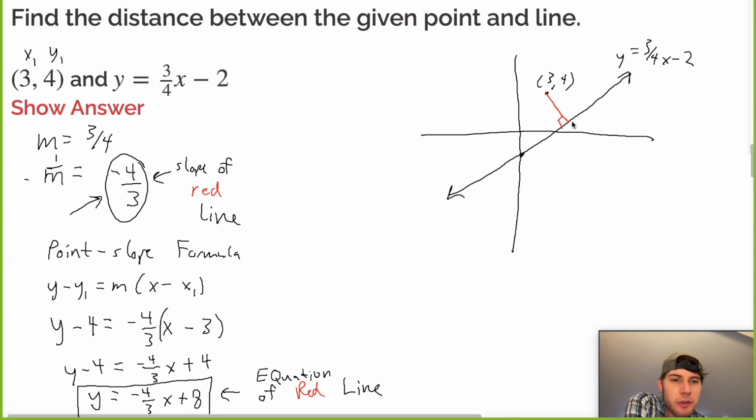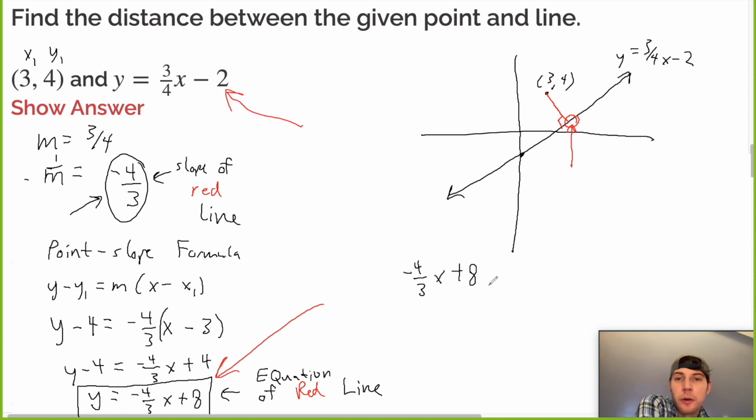The next thing we want to do is find where this point is where they intersect. Once we have that point, we can use distance formula to find the distance. To find that point, we need to set this equation equal to this equation: -4/3 x + 8 = 3/4 x - 2. There's a couple ways to do this. I like to do fraction busting, or getting rid of the denominator. If I multiply both sides by 12, it's going to get rid of my denominator for me.